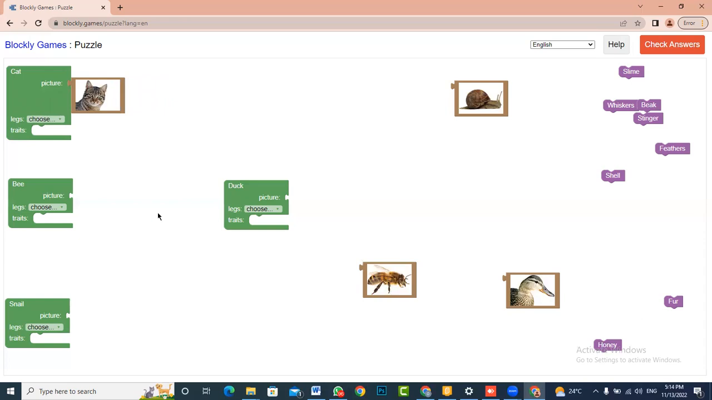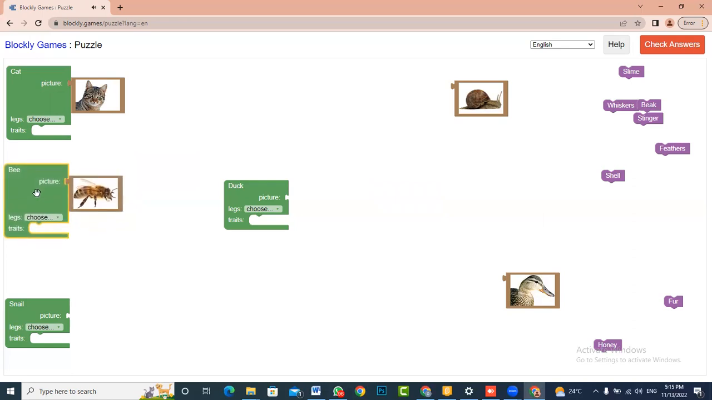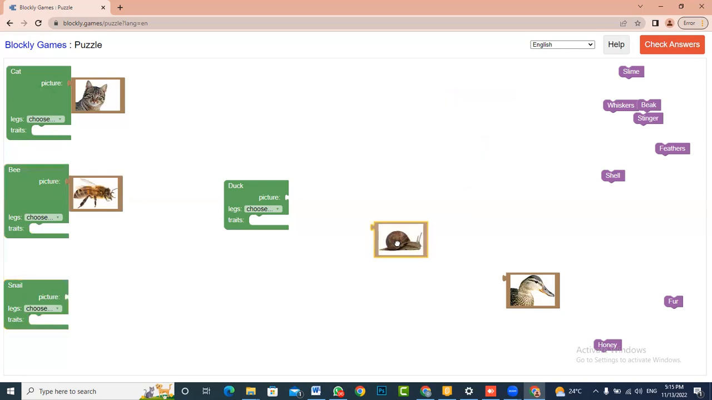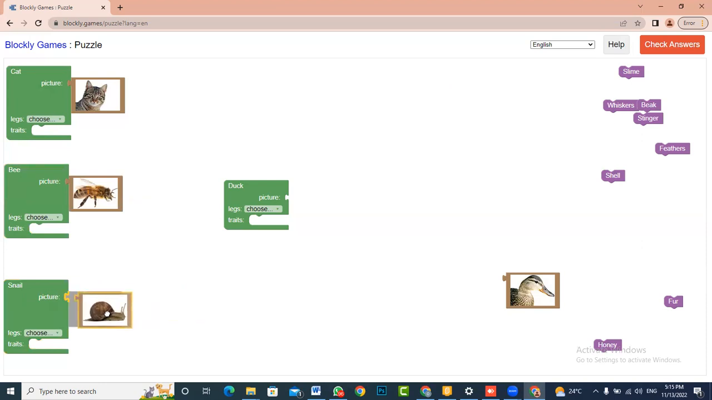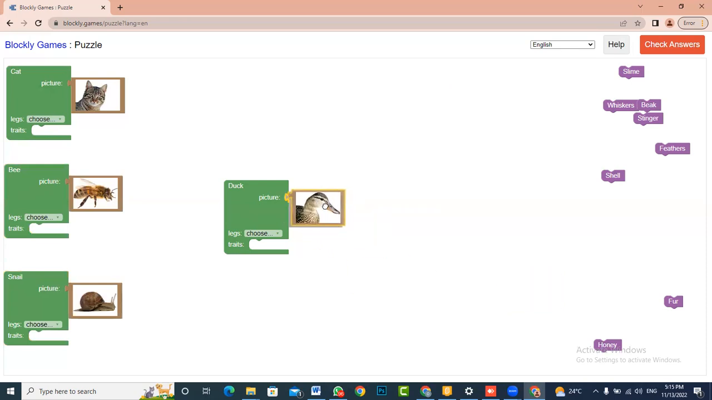So first, let's try adding all the pictures there. So first was a cat. That's done. Now next is the bee. तो bee की picture कौन सी है? Bee कहते हैं शहद की मक्खी को. So that is the bee. We add it here. After this, the next one we have is a snail. Snail किसे कहते हैं? It has a shell and it's one of the slowest animals. It does not walk very fast. It is even slower than a turtle. Okay. And the last one is a duck. So this is a duck, so we add it here.